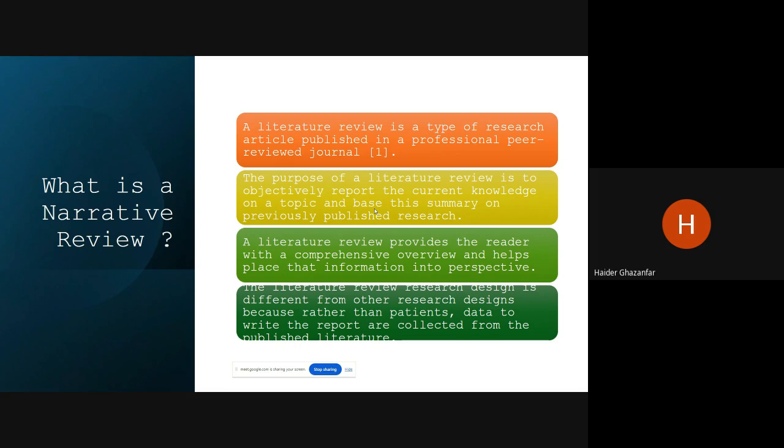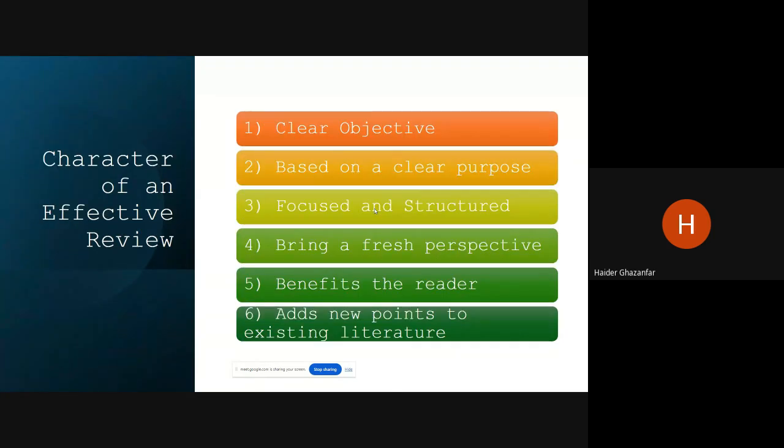Basically, it's a compilation from different research and designs, and you put them together and present it in a way that is reader friendly. So the character of an effective review is that you should have a clear objective of why you're writing the review article, and there should be a clear purpose as well.